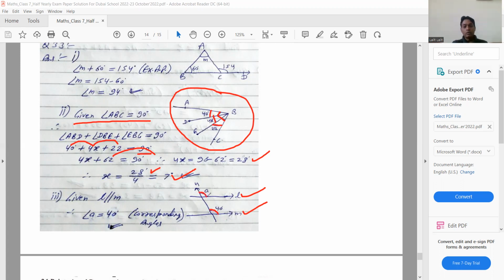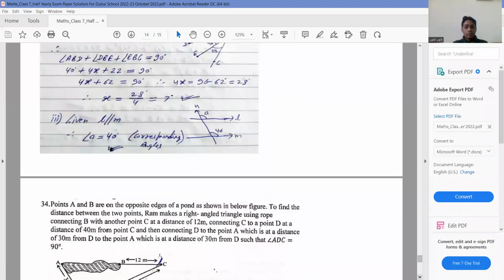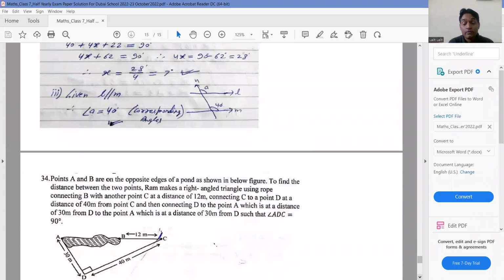We need to find the value of angle A. If you see these two parallel lines cut by a transversal line, then the corresponding angles are equal as per the property. Angle A and angle 40 are corresponding angles, so angle A is equal to 40 degrees. That's the answer.